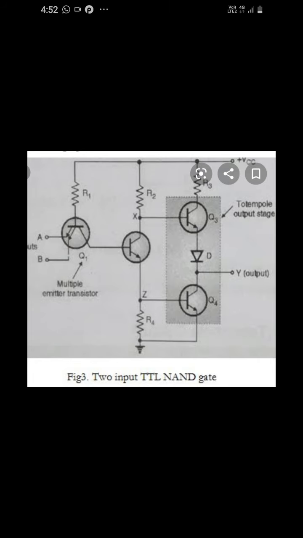Therefore, the purpose of diode D is that it does not allow the base to emitter junction of Q3 to be forward biased, and thus ensures that Q3 remains off when Q4 is on.